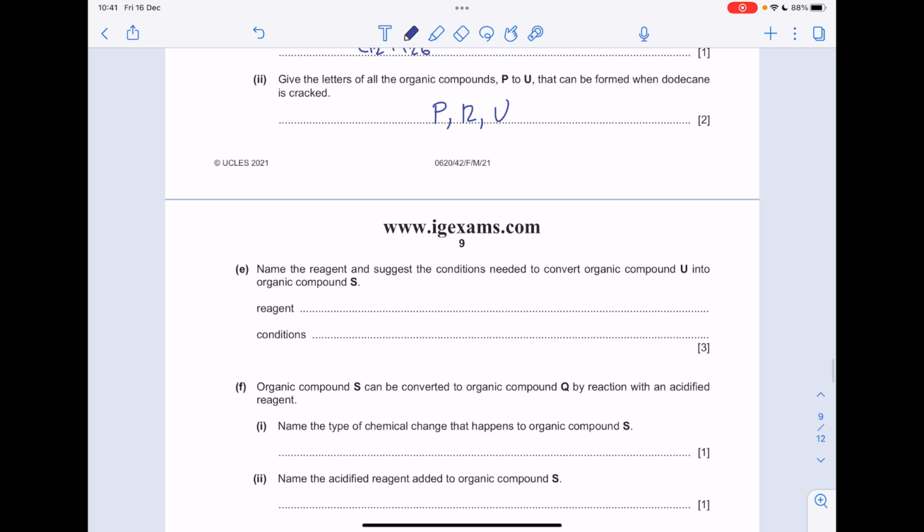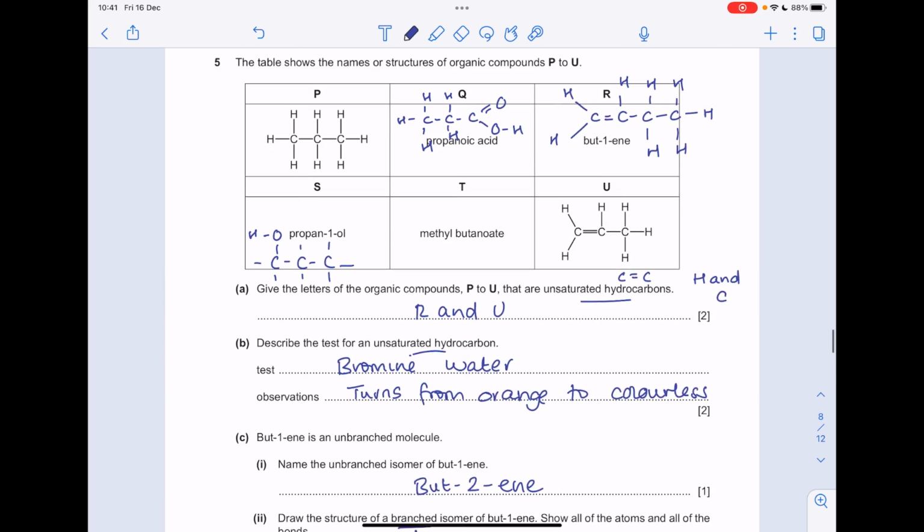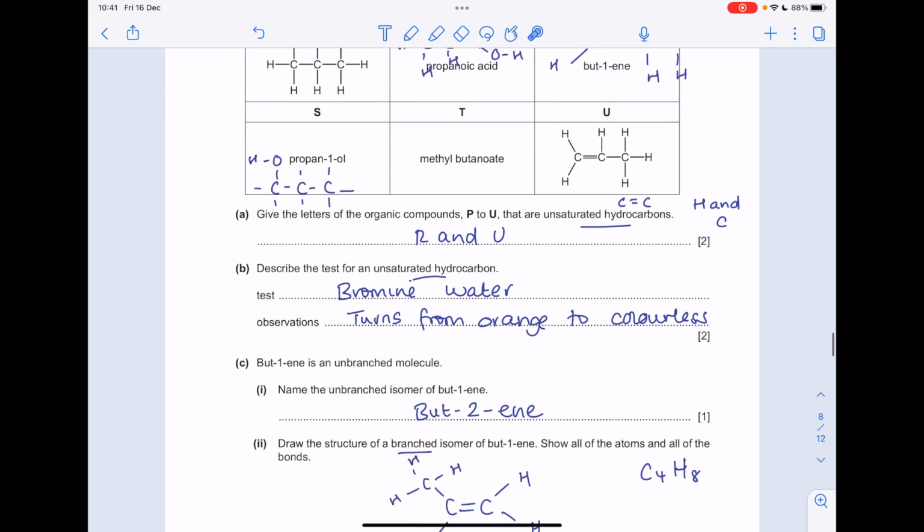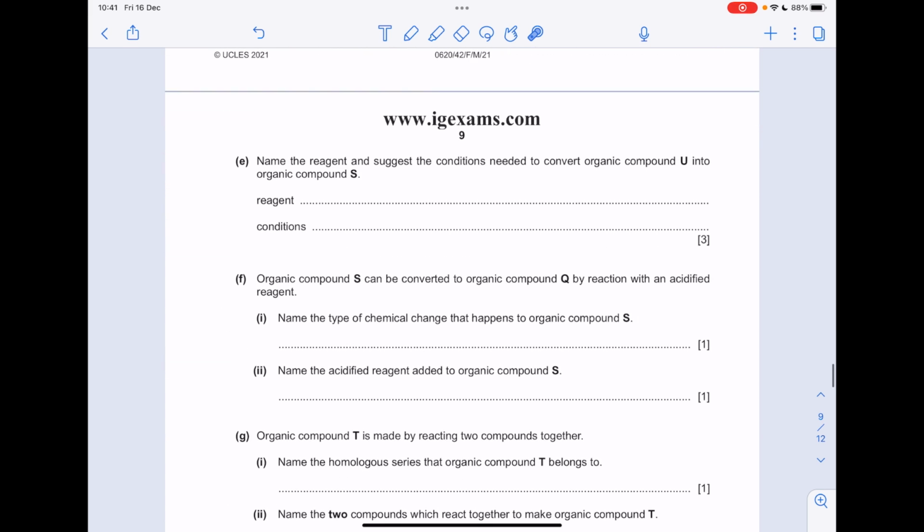Name the reagent and suggest the conditions needed to convert organic compound U into organic compound S. So we're going from U to S, so we're taking an alkene and turning it into an alcohol. This is a hydration reaction, so you need steam in order to do that. You could talk about a temperature of 300 degrees or a catalyst, it's up to you.